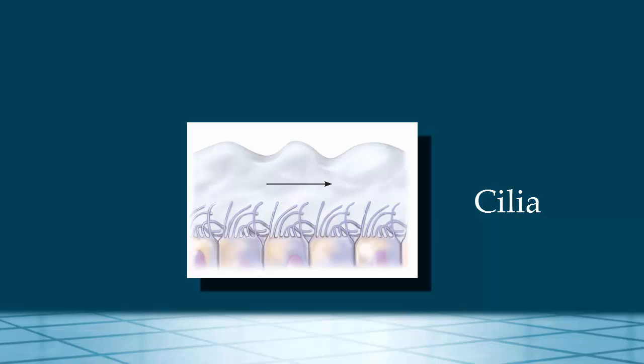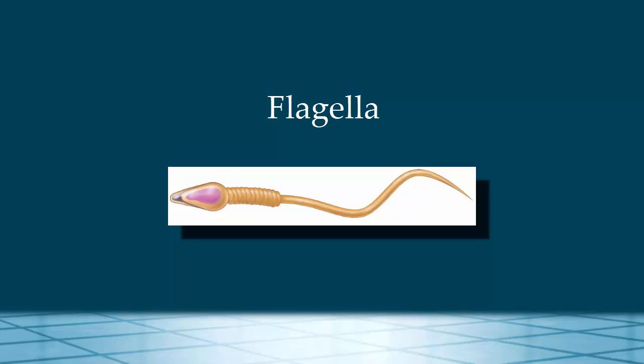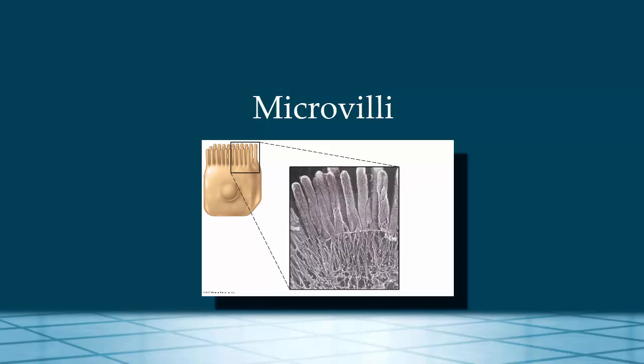And lastly, we have the cellular extensions, the cilia, flagella, and the microvilli. The cilia move substances across the cell's surface. The flagella allows cells to propel themselves. And lastly, microvilli are finger-like extensions of the plasma membrane, which increase surface area.